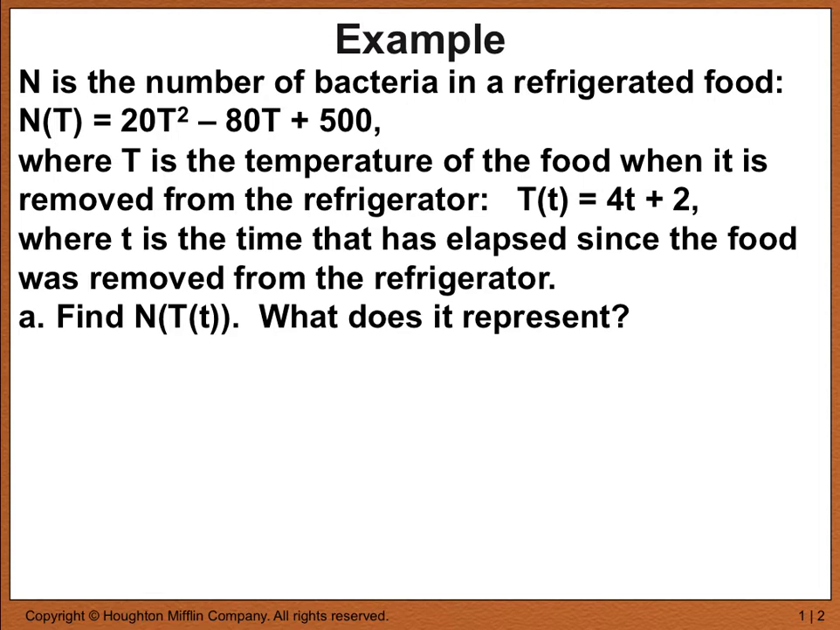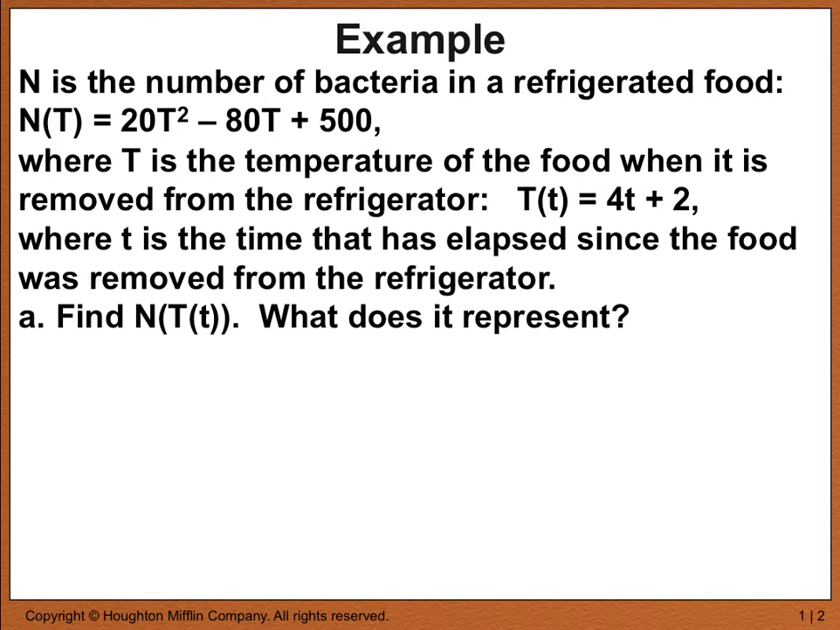So N is the number of bacteria in a refrigerated food. You know that we put food in the fridge precisely because we want to slow down the multiplication of bacteria in it. Because bacteria is what causes food to spoil. Putting it in the fridge doesn't guarantee that it's going to be fine forever, but it does slow down the rate of spoilage because it slows down the speed at which the bacteria multiply.